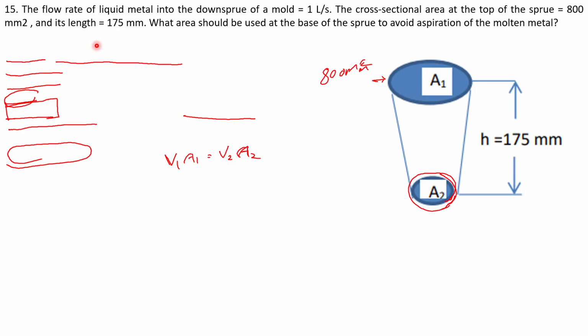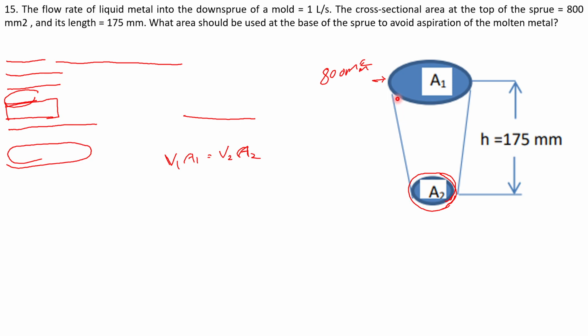Then coming to next question, the flow rate of liquid metal into the down sprue of a mold equal to 1 liter per second. The cross sectional area at the top of the sprue equal to 800 mm square. The cross sectional area of the top of the sprue is given and its length is given 175 mm. What area should be used at the base of the sprue to avoid aspiration of the metal?